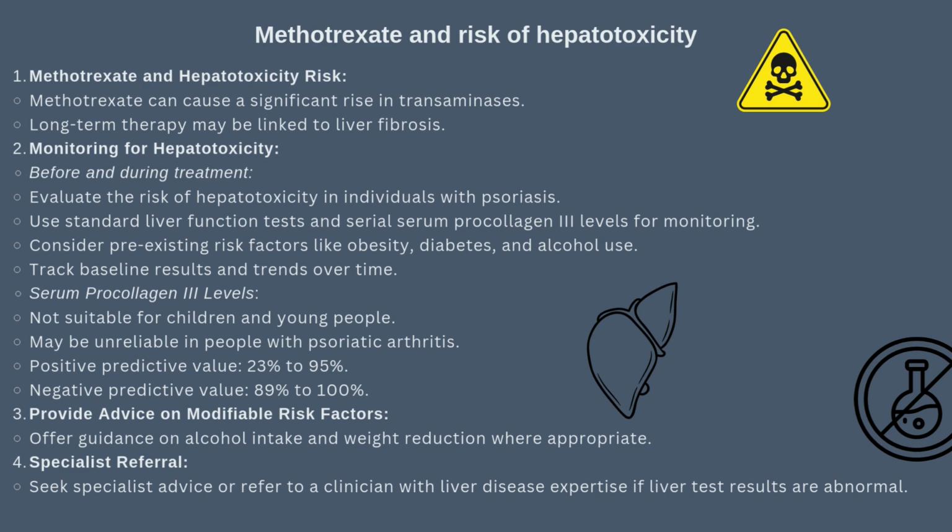Serum procollagen 3 levels are not suitable for children and young people, and may be unreliable in people with psoriatic arthritis. Positive predictive value, 23% to 95%. Negative predictive value, 89% to 100%.